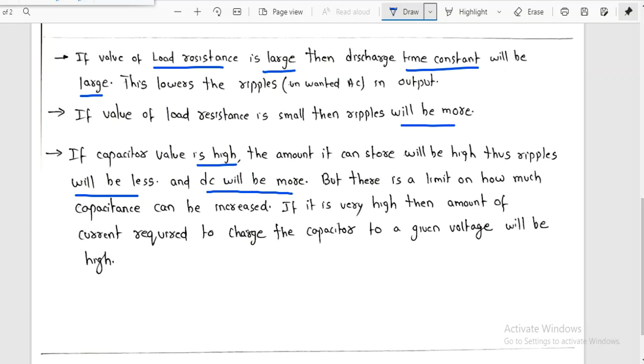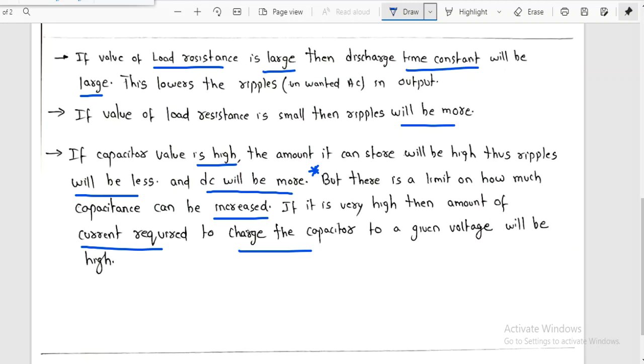But one more important point here is that, in order to make the ripple content low, you should not make the capacitor value very high. There is a limit on how much the capacitance can be increased. Why? Because if it is very high, then the amount of current required to charge the capacitor will be high. But one advantage is there.